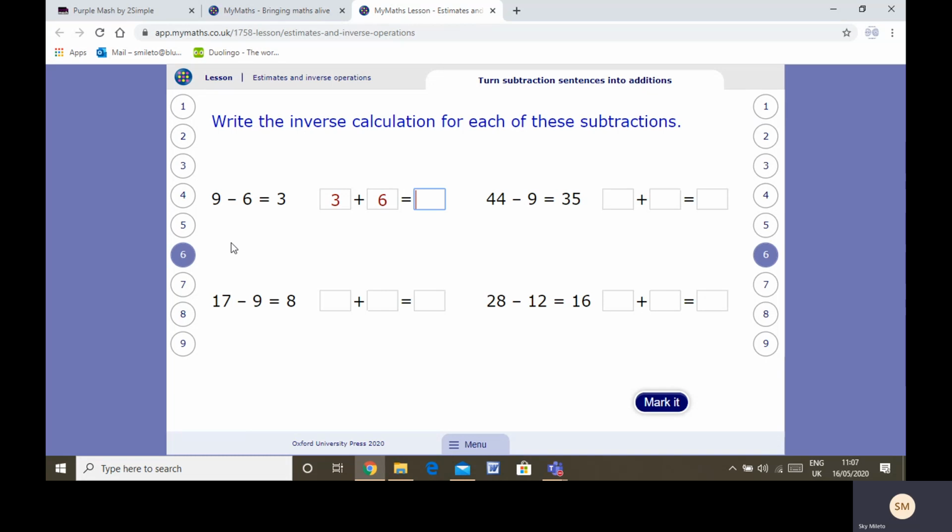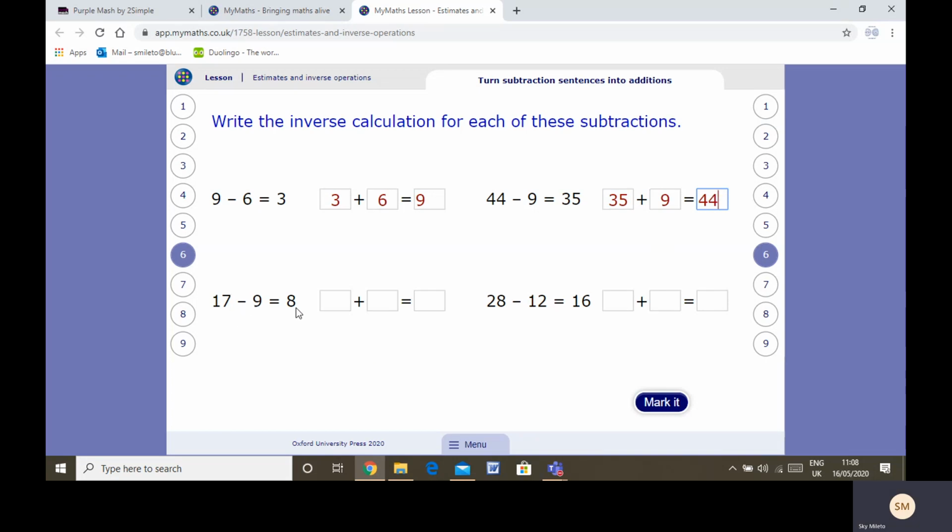So let's have a look at some inverse calculations. 9 minus 6 equals 3. Therefore, 3 plus 6 equals 9. We've done the opposite. 44 take away 9 equals 35. So I'm going to know that 35 has to be in the addition. I can't do 35 plus 44 equals 9, so it must be 35 plus 9 equals 44.